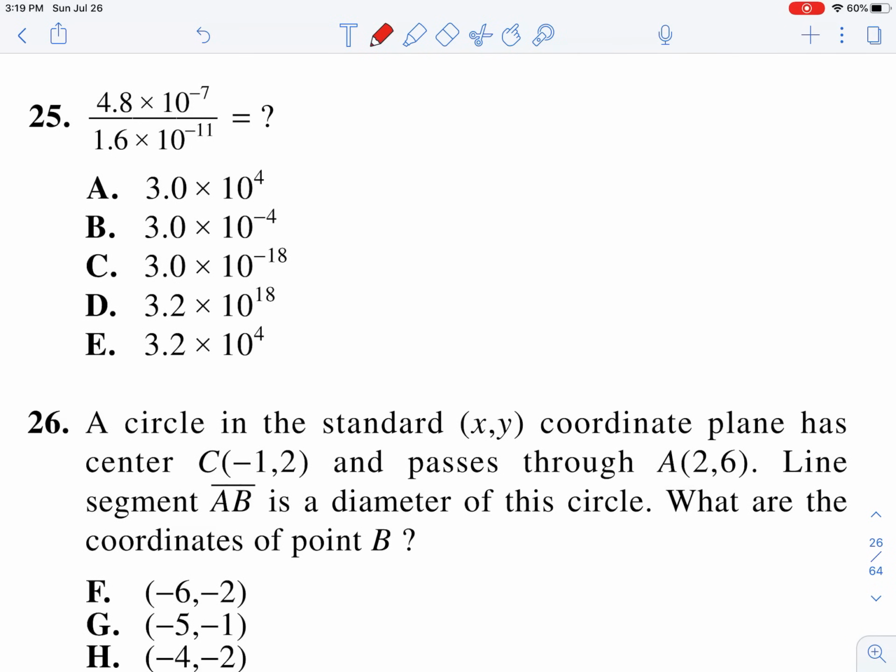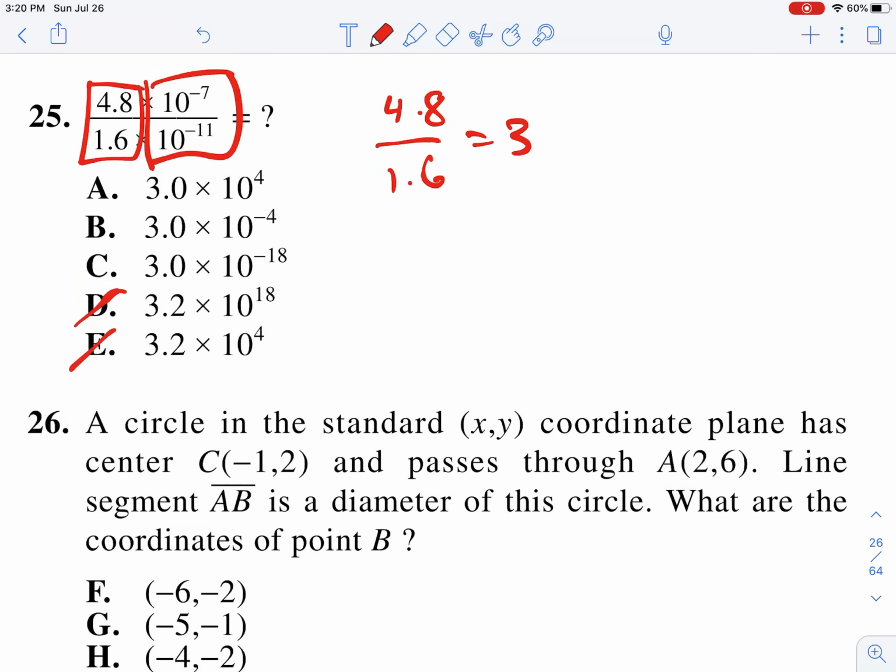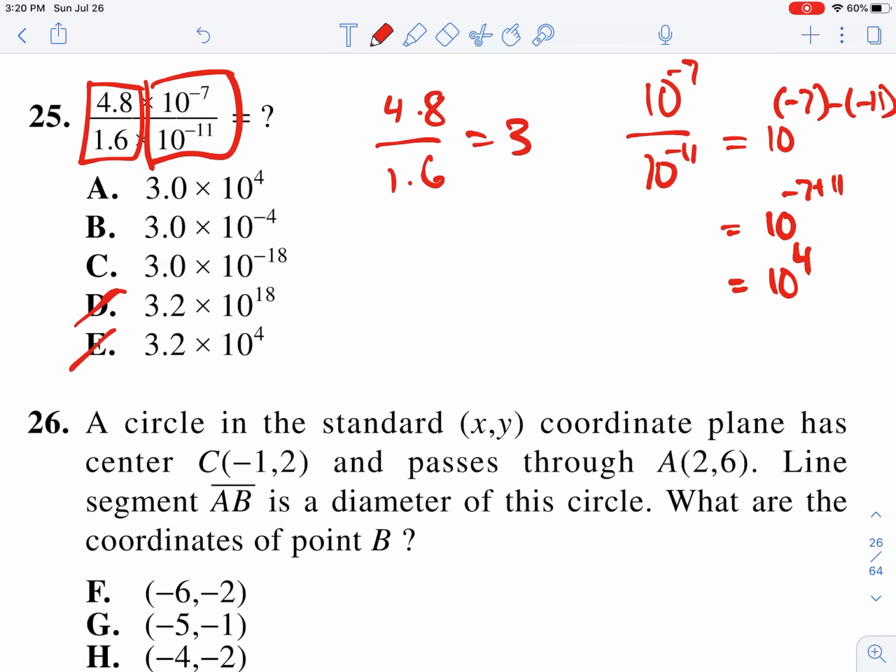Scientific notation, I like to break it up into two parts. Again, the only reason you can break it up is because it's multiplication. Break it up like this, and then like this. Let's do the left part. Do this on your calculator, you get 3. So you immediately know you're going to have a 3 in your answer, so you can take out D and E. For the right part, if you remember your properties of exponents from the properties of exponents problem set, this is just 10 to the negative 7 minus negative 11. Because it's division, that ends up being 10 to the negative 7 plus 11, which is 10 to the 4th. So you're going to have a 10 to the 4th in your answer.